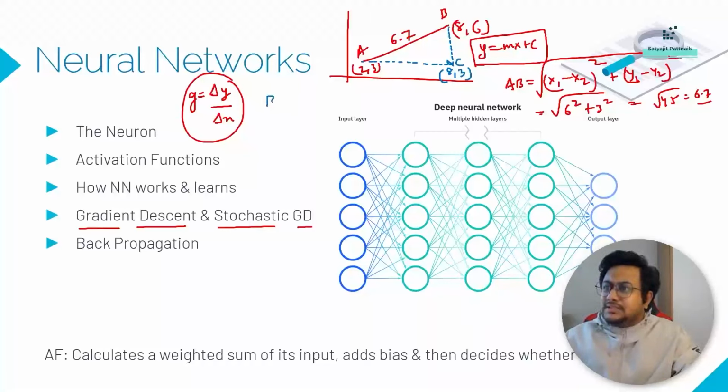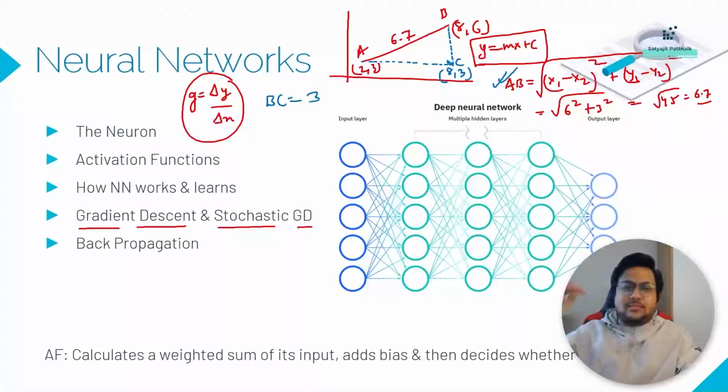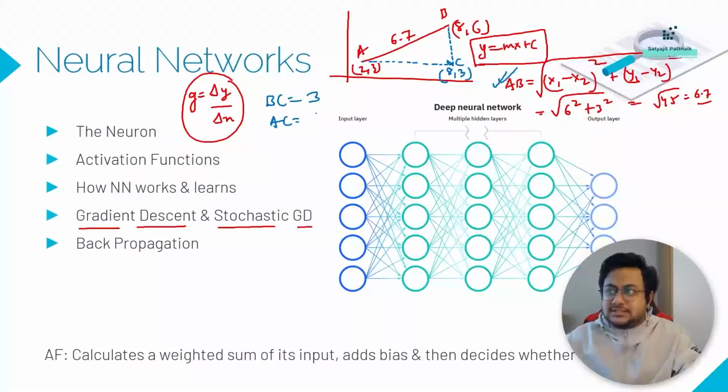So what will be BC? Following this rule, BC is the square root of (8 minus 8) squared plus (3 minus 6) squared. 8 minus 8 squared is cancelled out, 3 minus 6 squared is 9, and the square root is 3. What will be AC? The square root of (2 minus 8) squared plus (3 minus 3) squared, which will be 6. So the gradient here is nothing but 3 by 6, which is 0.5.